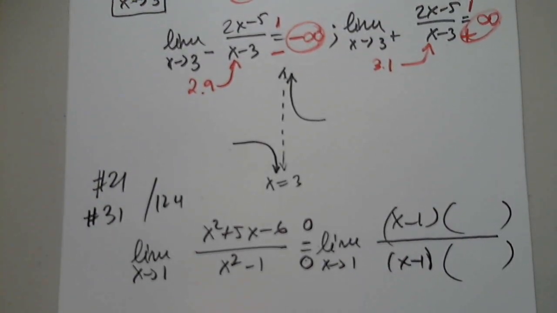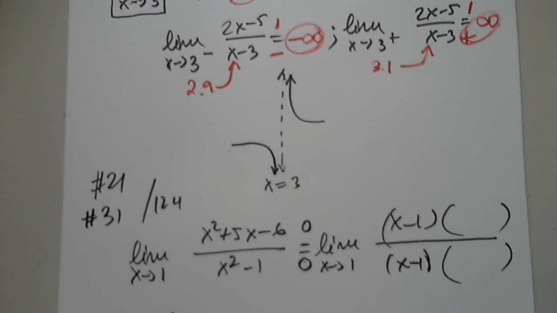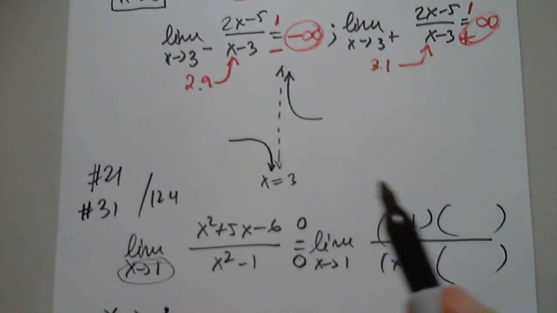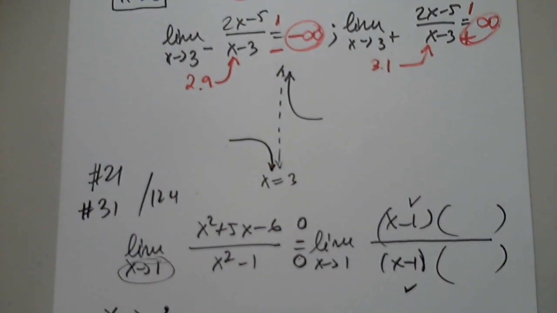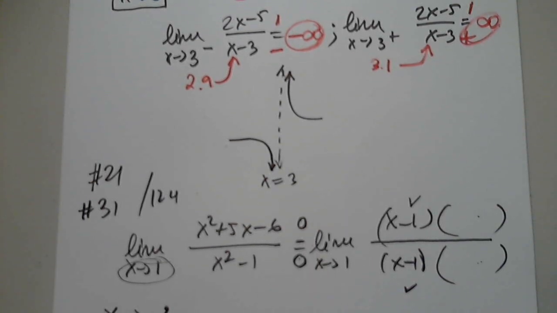So if I have x approaches negative 2 and I get 0 over 0, then a factor of x plus 2 must be in both. If I say x approaches 3 and I get 0, a factor of x minus 3 must be in both. So in our case, we have x approaches 1. So there must be a factor of x minus 1 in both. But I have to discover what else is there. So what do you think? This is guaranteed. Otherwise, we will not get 0 over 0. But I also need to determine the other two factors. So what will they be?